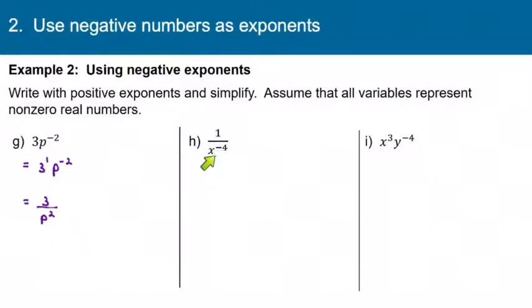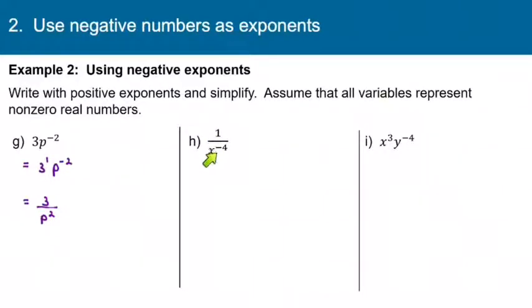Now here we have something we have not seen before yet. We have 1 over x to the negative 4th. This is our first time to see a negative exponent in the denominator. And in just a few minutes, I'll teach you a better way to handle this, but right now, let's just use the rules that we already know and see what we can do with this expression. Remember the second form of the negative exponent rule that we just had? So we know that 1 can be written with any exponent at all. So 1 to any power is equal to 1.